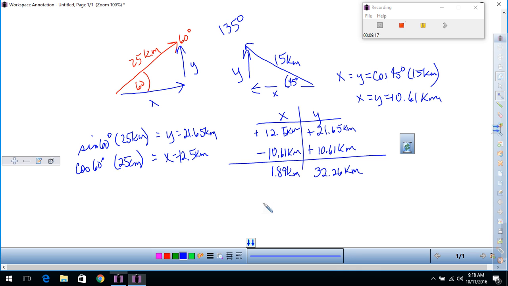Now look at that and see if it makes any sense. These are going to add together because they're in the same direction, so you should have a large value here. Bingo, we do. These are going to be in opposite directions, so they're going to subtract, so you should have a small value. Makes sense. This is a positive, so my resultant is going to be a little bitty x, 1.89 kilometers. A great big y.